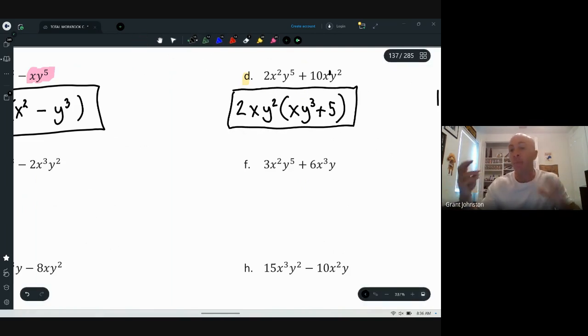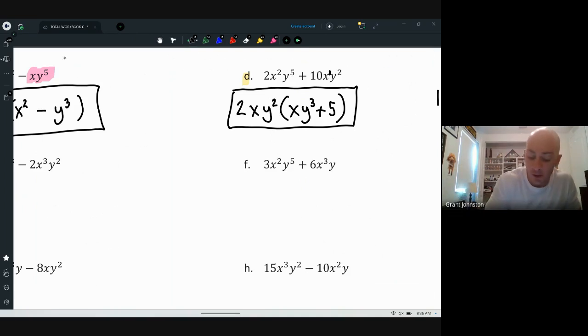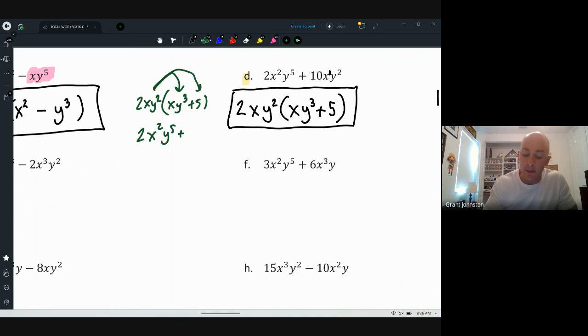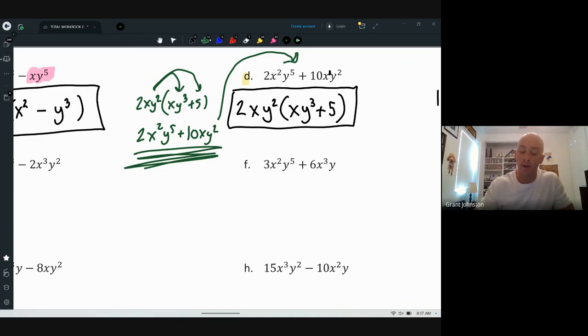Now, you can turn off the video now if you want to, but let me just show you one last time. Remember, you can always check your answer. 2xy squared times xy to the third plus 5, distribute. That would be 2x to the second, y to the second times y to the third would be y to the fifth. And then 2xy squared times 5 would be 10xy squared. This is, in fact, equivalent to our original expression. It's the same thing, right? So that means we did it correctly.